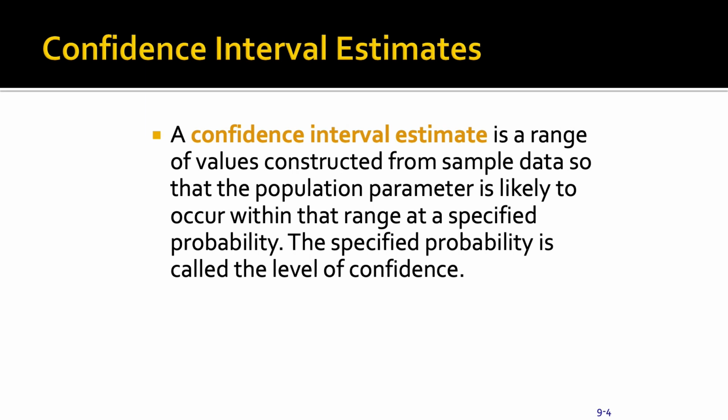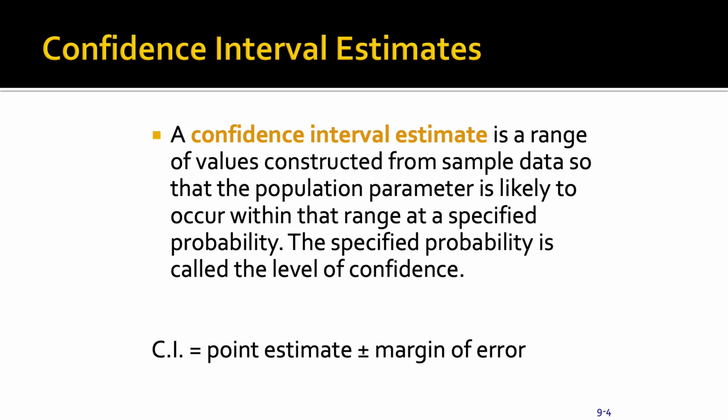The confidence interval estimate is a range of values constructed from sample data so that the population parameter is likely to occur within the range at a specified probability. The specified probability is called the level of confidence. This level of confidence typically implies what we're discussing is the middle 90%, 95%, or 99% of observations. So for example, if the confidence level is 90%, then in hypothetical indefinite or infinite data collection, in 90% of the samples, the interval estimate will contain the true population parameter.